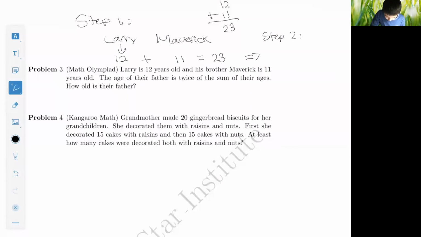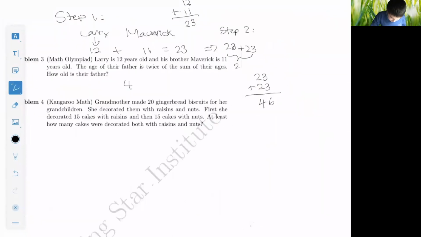Step 2. 23 plus 23. There are two of them. So this is twice the sum of their ages. 23 plus 23. We first set up the algorithm. 3 plus 3 in the units digit is 6. 2 plus 2 in the tens digit is 4. So the age of their father is 46 years.